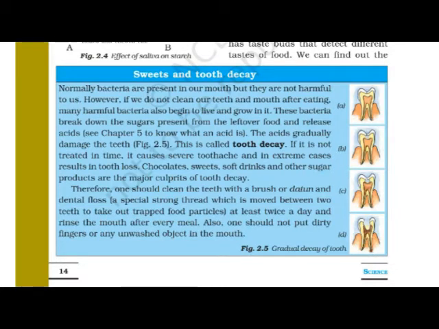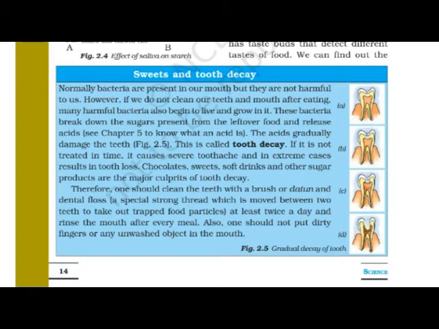Actually our teeth are present, they are healthy, but if the particles remain and you do not clean the mouth or the teeth, the bacteria break down the sugar and convert it into acids. These acids are harmful, they damage the teeth, and this is called tooth decay if it is not treated in time.